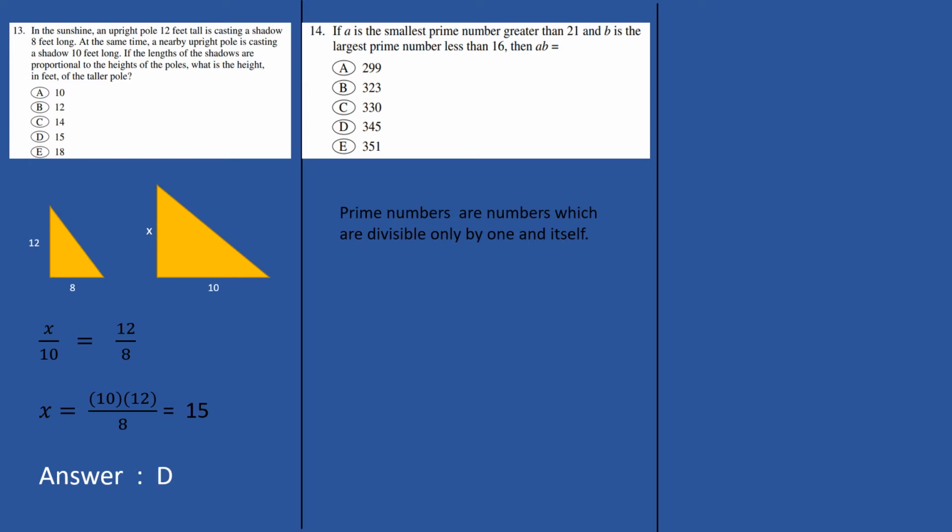We are trying to find the prime numbers. The prime numbers are numbers which are divisible by 1 and itself only. And if I take values from 2 to 23, I have 2, 3, 5, 7, 11, 13, 17, 19, and 23. It says A is the smallest prime greater than 21, so A is 23. B is the largest prime less than 16, so it should be 13. So the product AB will be 299, and the answer is A.